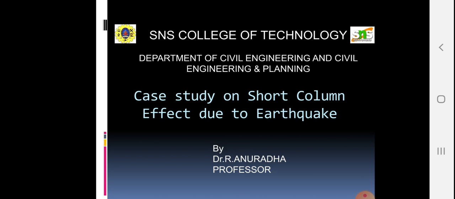Before going to the column, you all should know what slenderness ratio is. We have already discussed it in the class. Whenever the length to the least lateral dimension is less than 12, or length to the radius of gyration is less than 45, we call it a short column. If it is greater than 12 and greater than 45, we call it a long column.